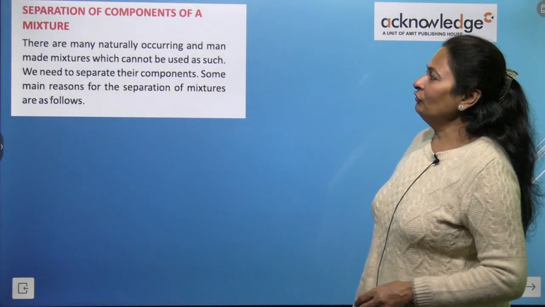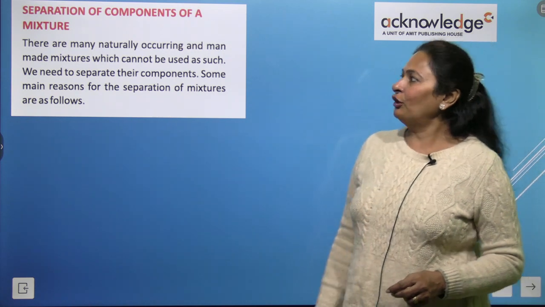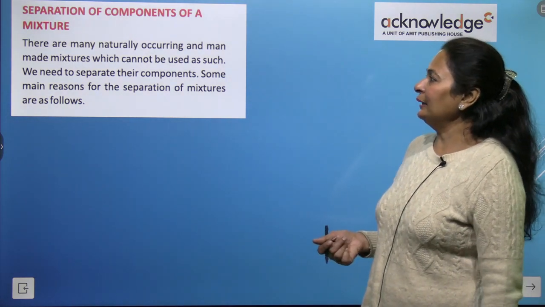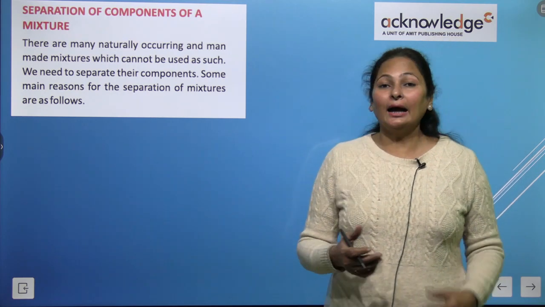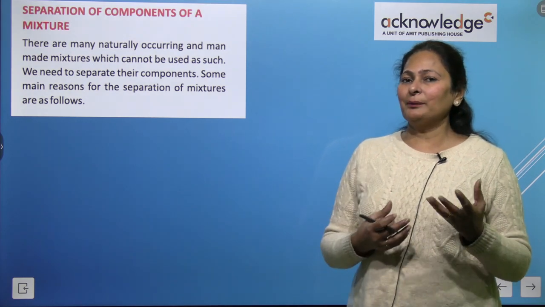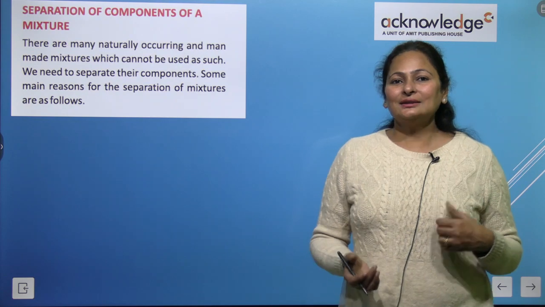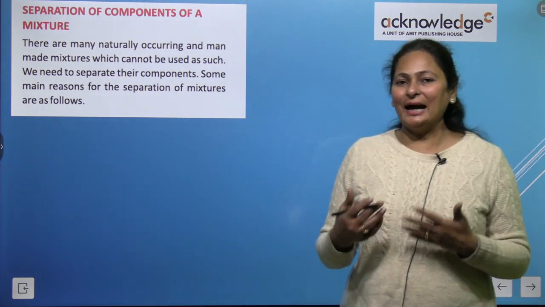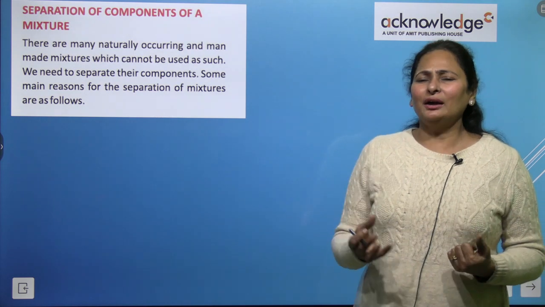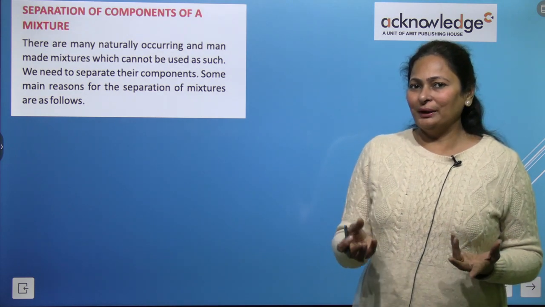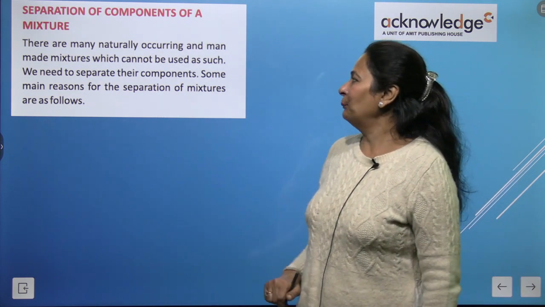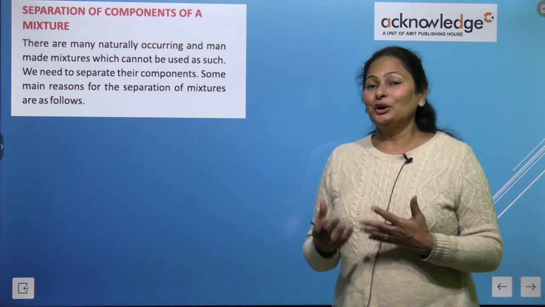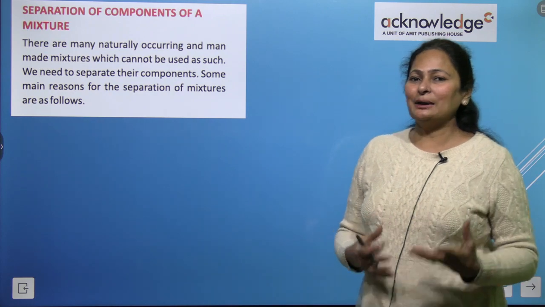So this is called a heterogeneous mixture or non-uniform mixture. Now let's move on to the separation of components of a mixture. There are many naturally occurring and man-made mixtures. Some are mixed by nature and some are mixed by man, and they cannot be used as such. We need the pure form of a material, so we need to separate their components.